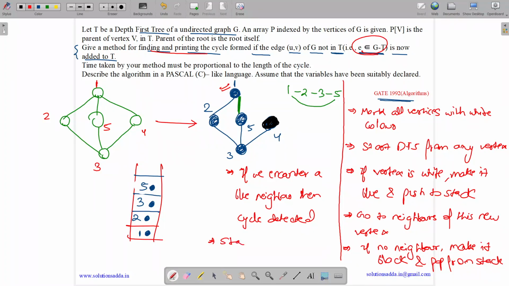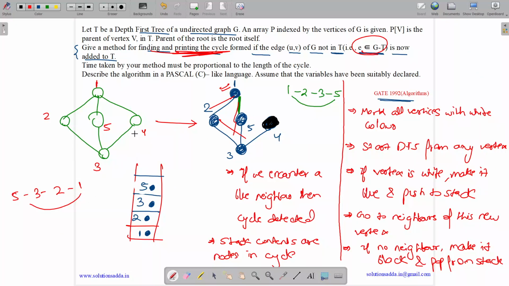Now the stack contents are the nodes in the cycle. So what are the stack contents? They are 5, 3, 2, 1. So there is a cycle 1, 2, 3, 5: 1, then 2, 3, 5, and then again 1. So this is our cycle. Now what do we need to do? We need to make sure that it runs according to the length of the cycle.